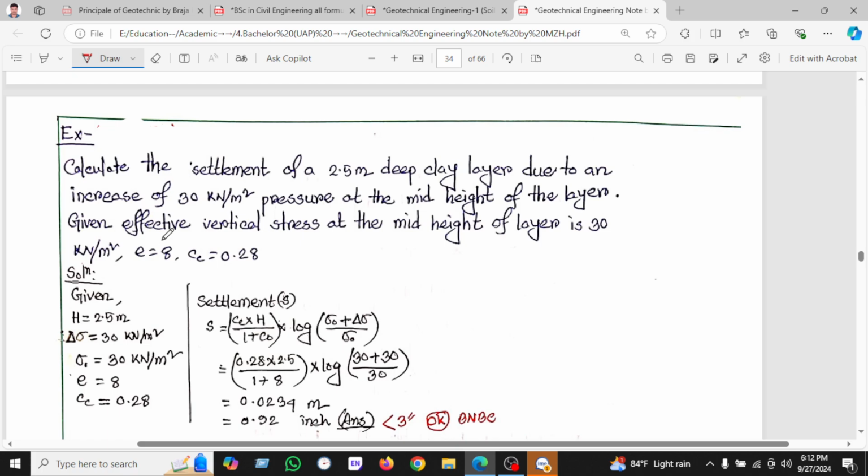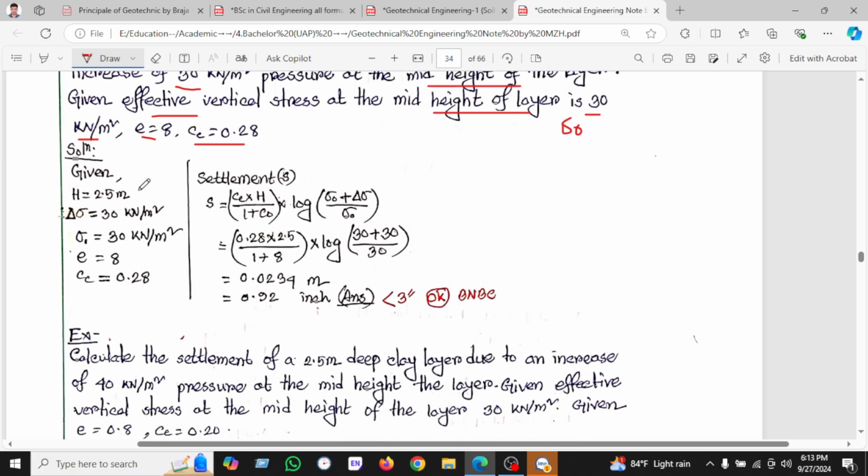Another formula we have seen here: calculate the settlement of a 2.5 meter deep clay layer due to an increase of 30. So the layer H is given here, and an increase of 30 kilonewton per meter pressure. So it will be delta sigma. Delta sigma is given at the mid height of the layer. Effective vertical stress at that level is 30 kilonewton per meter. The sigma naught is already given, E is given as 0.8 and CC equal to 0.2. So this is what is given.